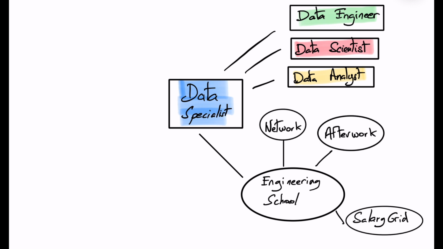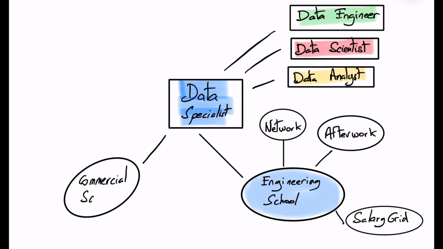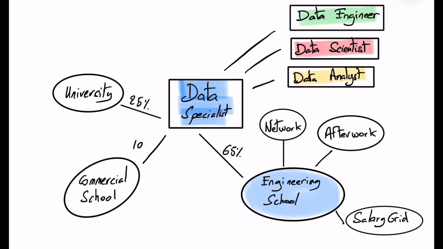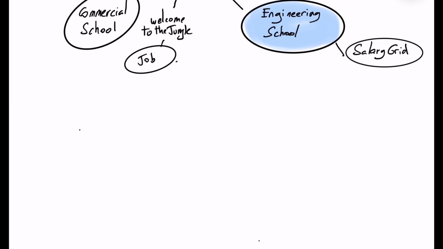Engineering is the best, with all the technical content, the network, and afterwork with companies, and the advantage of a predefined salary grid. Commercial school is not really technical. University is really technical, but with no network. 65% come from engineering, 10% from commercial, 25% from university.